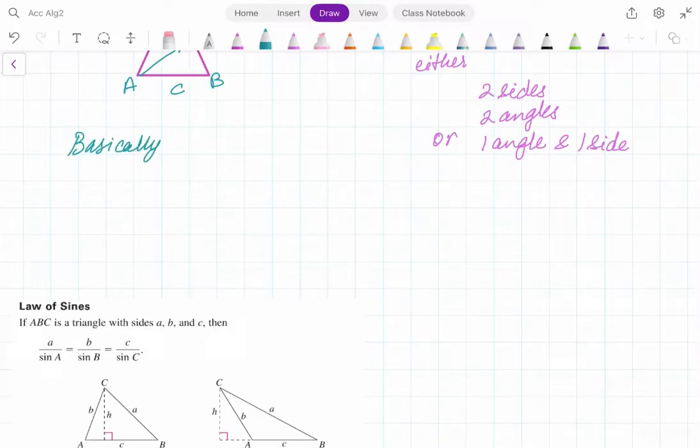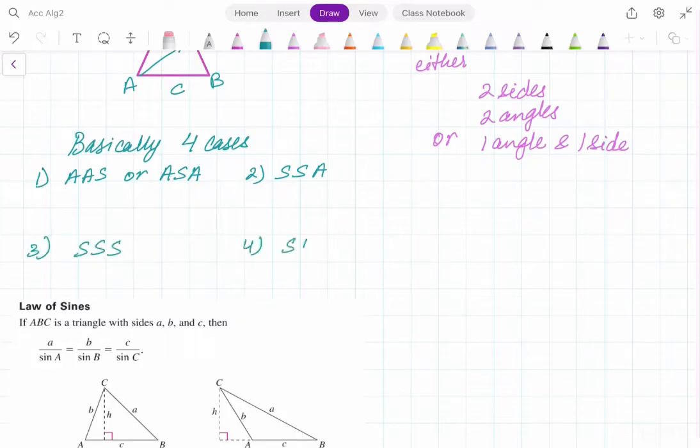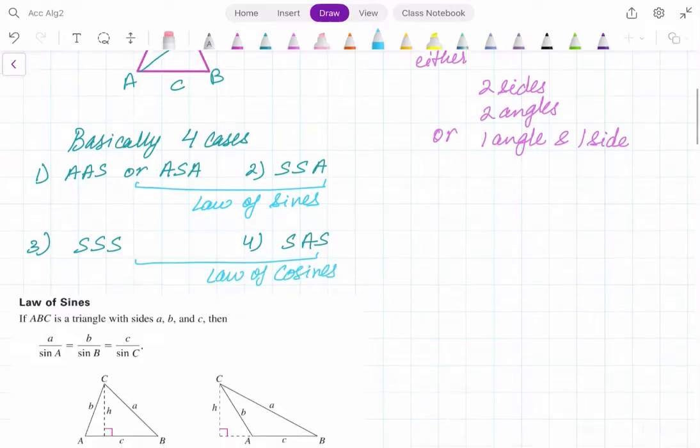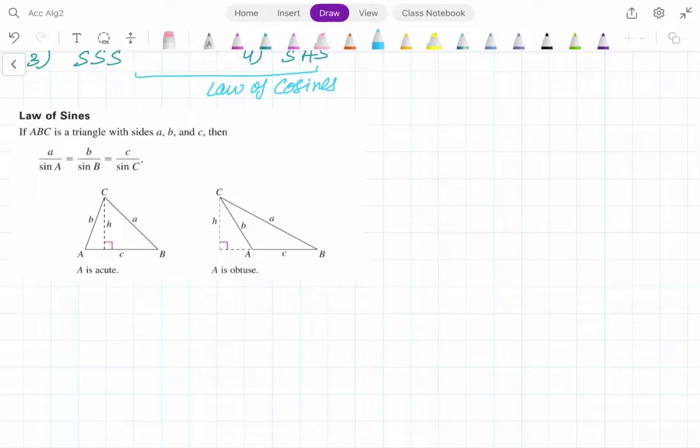Basically, we are looking for four basic cases to solve the oblique triangles. AAS, angle angle side, or angle side angle. Second is side side angle. Then the third is side side side, and the fourth is side angle side. The first two cases can be solved by using law of sines, and the third and fourth using law of cosines. We will talk about law of cosines in the next video.